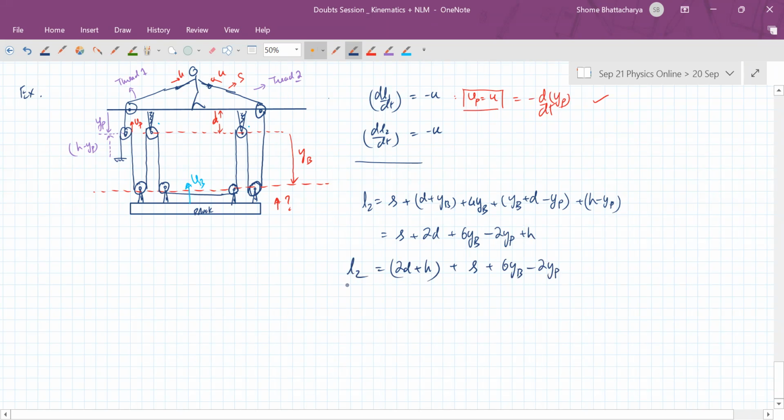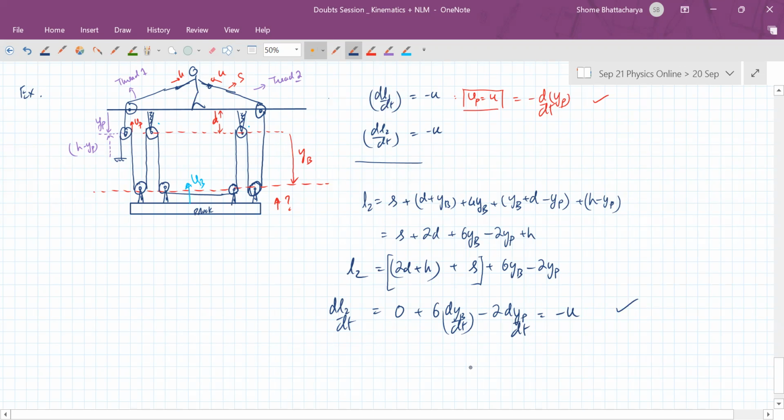So this is the length. Okay. So this thread length now is decreasing at the rate of, actually this is all fixed. So d(l2)/dt is becoming, this part's differentiation is 0, plus 6 times dyb/dt minus 2 times dyp/dt, and that thread length is decreasing at the rate of u. So it should be minus u. So is this expression clear now?